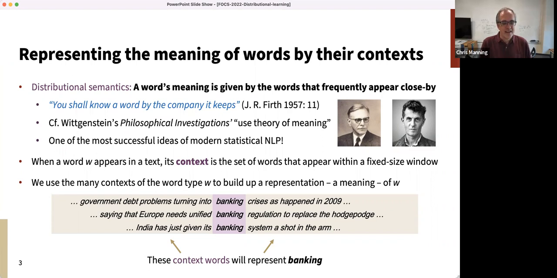This has turned out to be one of the most successful ideas of modern statistical NLP. So when a word appears in a text, its context is just the words that appear around it in a fixed size window. And so for a word type, we collect up many contexts of that word type, and we will use them to build up a representation, a meaning of the word. So the context shown gives you a meaning of sorts for the word banking.